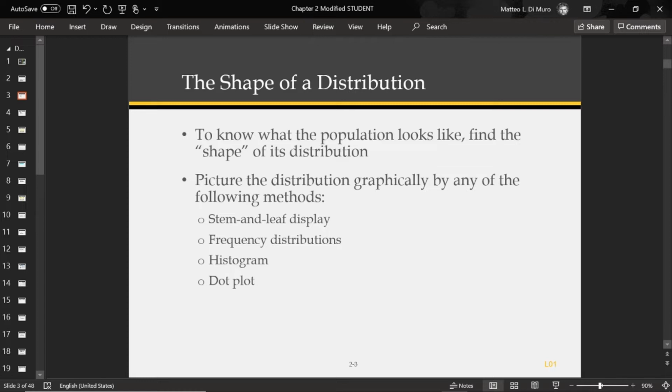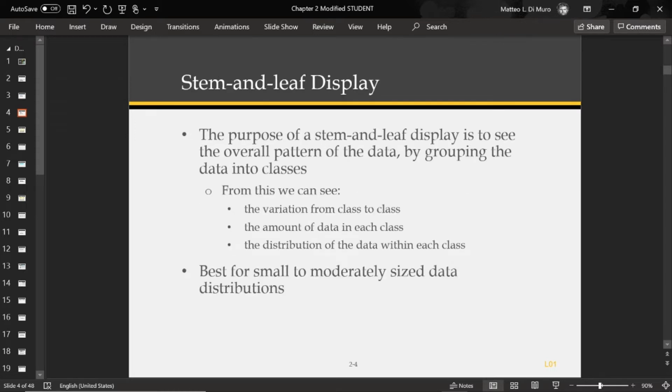So when we have a population of things or data, we like to know what's the shape of that distribution. So if you graph it out, does it have any specific kind of shape? And it turns out that a lot of distributions do have particular shapes. And some ways that we graphically look at them are stem and leaf displays, frequency distribution, something called a histogram, and then the good old dot plot. So we'll be looking at some of those.